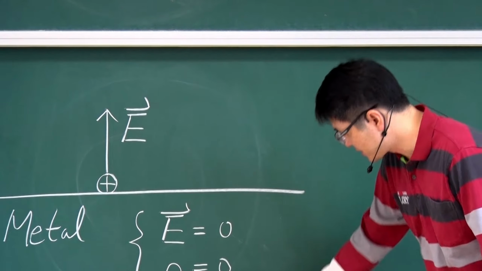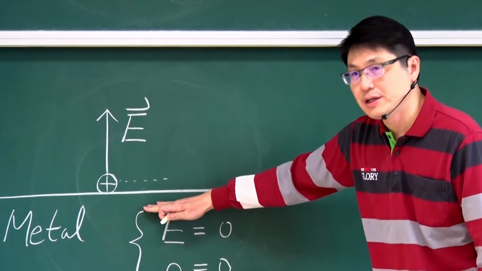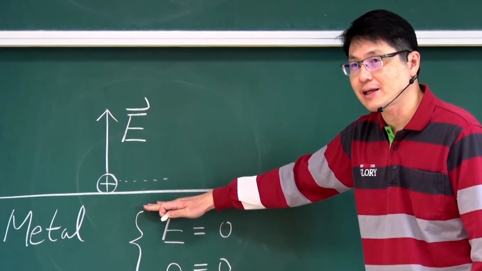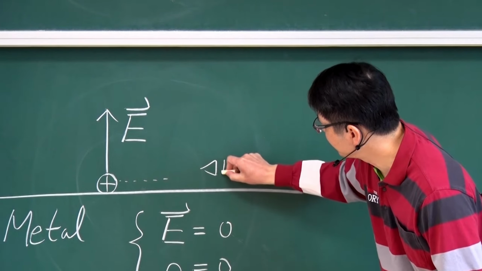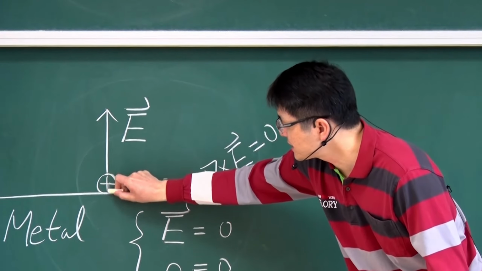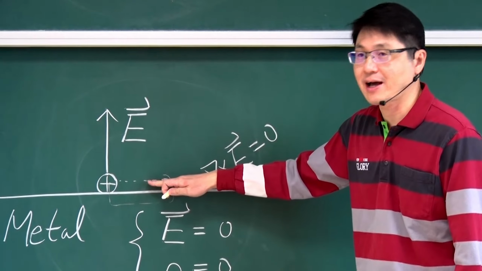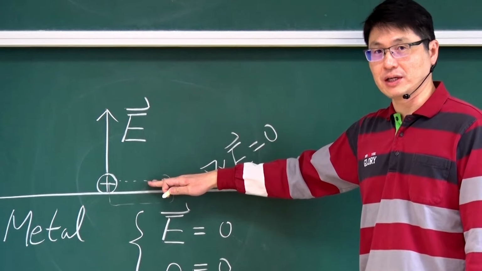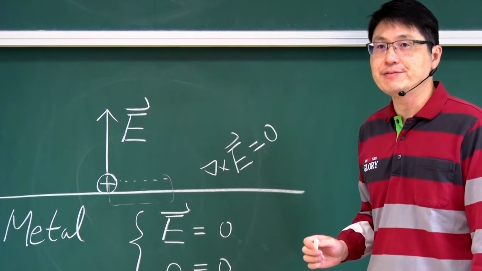Why not? Because if we have the tangential E field line inside the metal, we cannot have E field. So curl of E equals 0 must apply across this boundary. So we cannot have the tangential E field line. We can only allow to have normal E field lines.